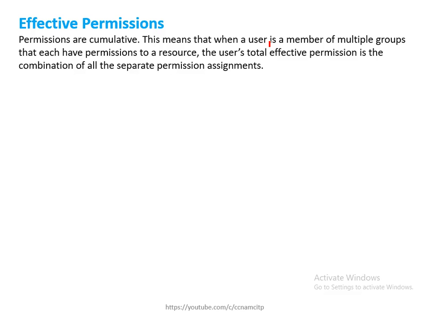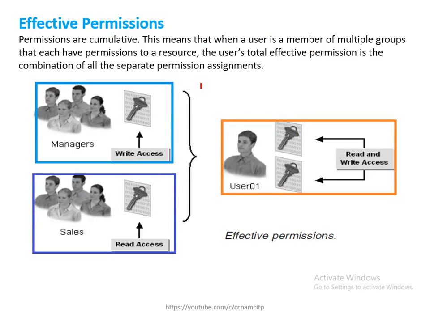Now we have a couple of things here, like effective permissions. What happens in this? So guys, permissions are cumulative. This means that when a user is a member of multiple groups, for example, I have a user and he is a member of multiple groups, here effective permissions come in.